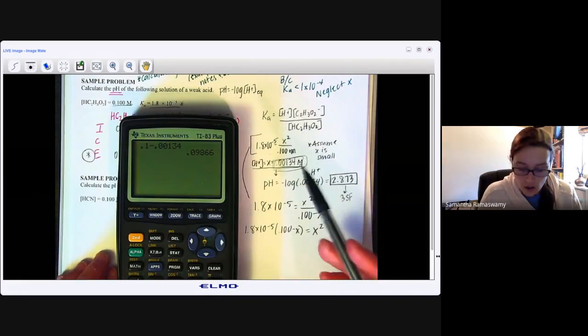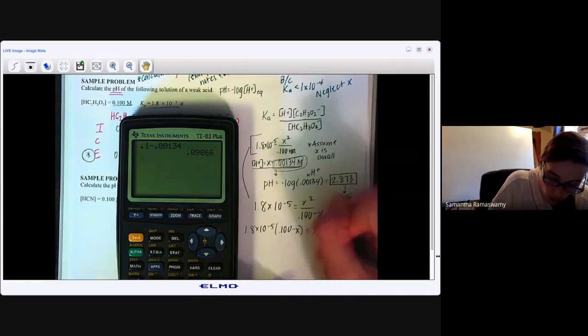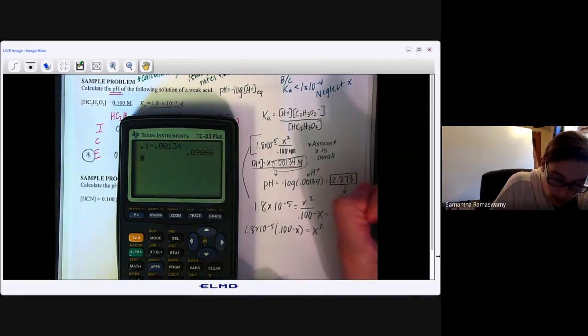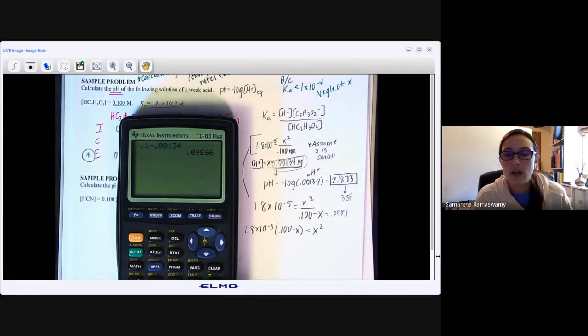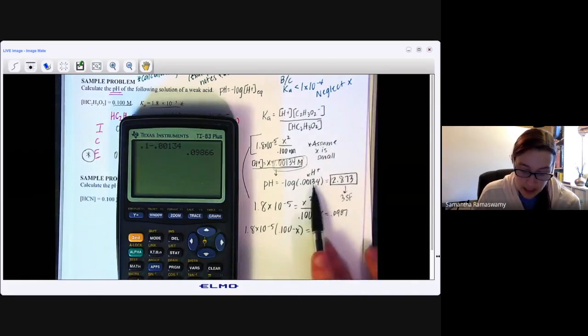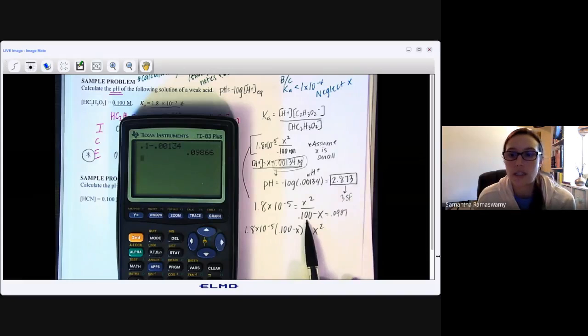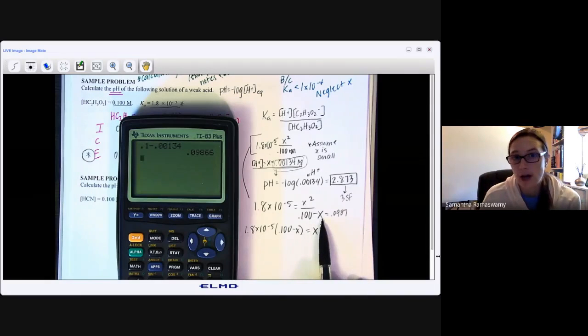So what it actually is doing is 0.09. Really, it's like 8.7 if I do 3 sig figs. I'm assuming that this X value is so small that I can round to 0.1 and still get a value of X that makes sense.